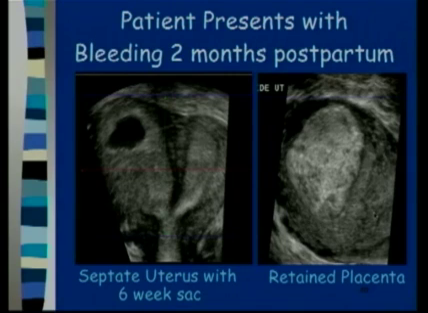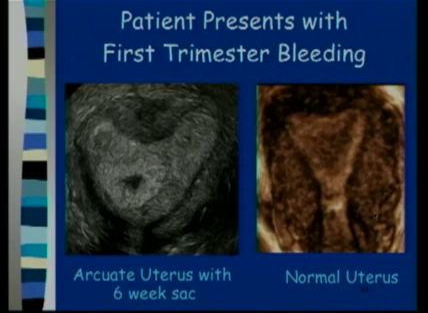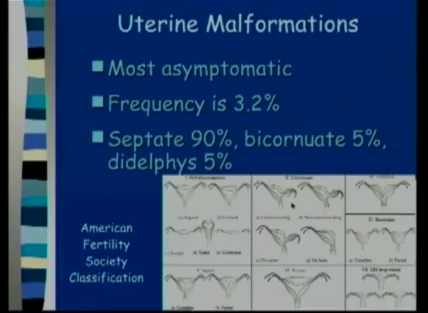And retained placentas are very common in patients with septate uteruses. This patient actually had a manual exploration to get the placenta out at her delivery at 32 weeks, but still she ended up with retained placenta. Here's another patient with an arcuate uterus with a gestational sac. That's at about 6 weeks. But I don't know if you'd even be able to tell she was pregnant. That's the normal for comparison.